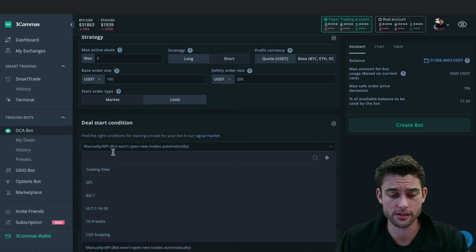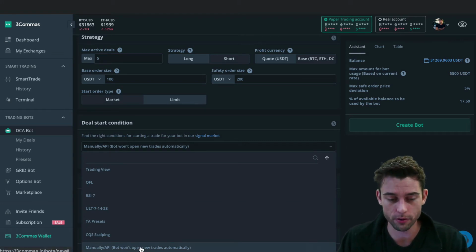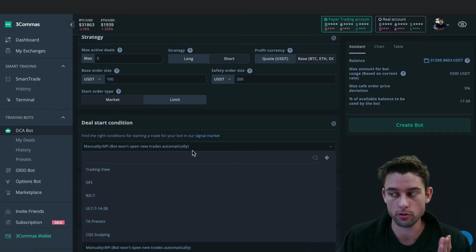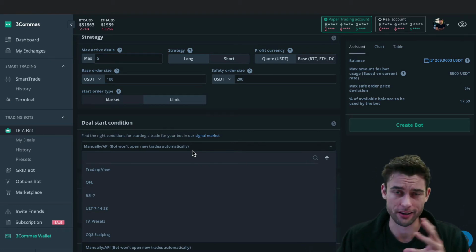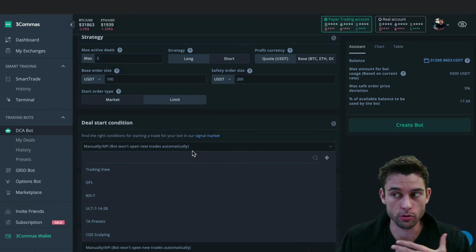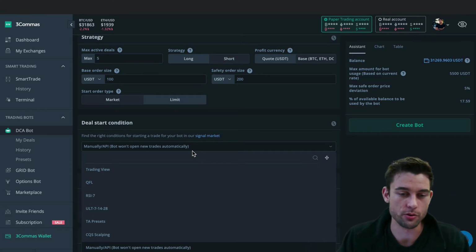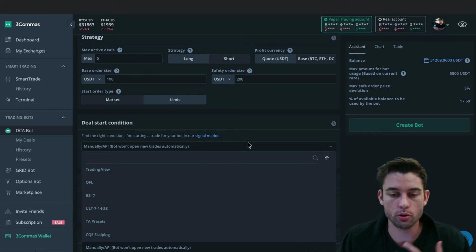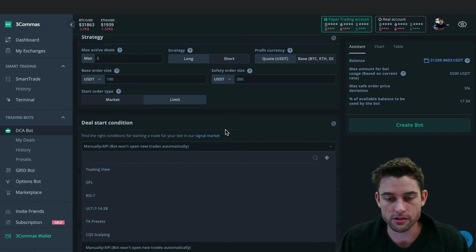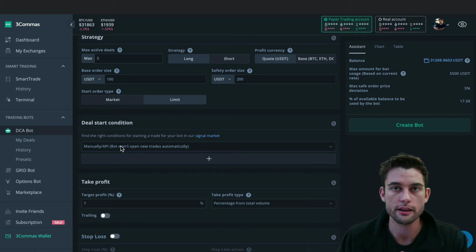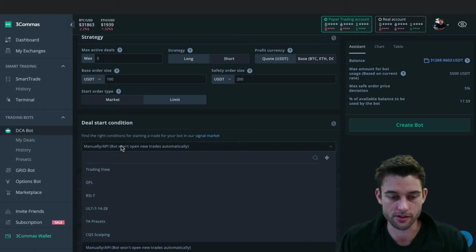Don't ever do this. This only works when you connect your 3Commas account to external software, or when you use some code. So you have to be a developer or a programmer, or have external software to use this manual/API. It even says right here, bot won't open new trades automatically. So never use this. It's pointless. There's no point in using it.